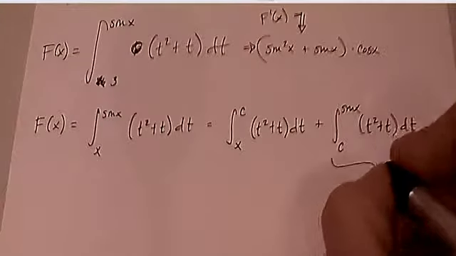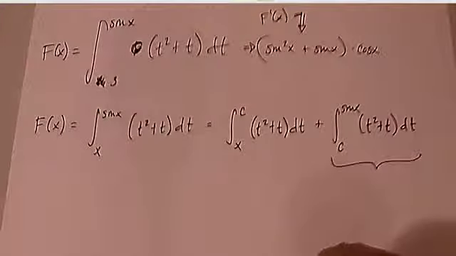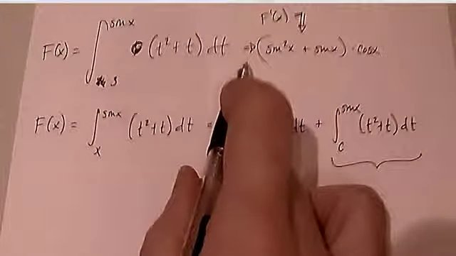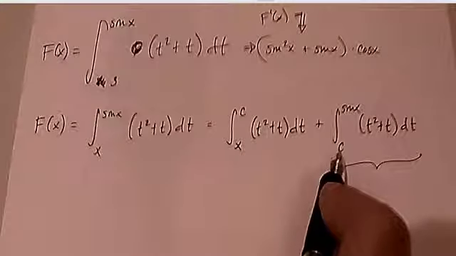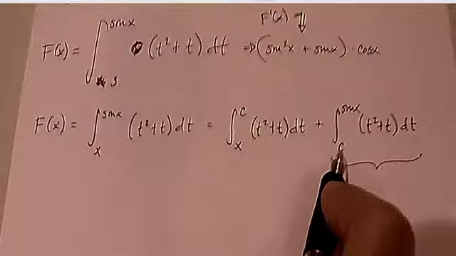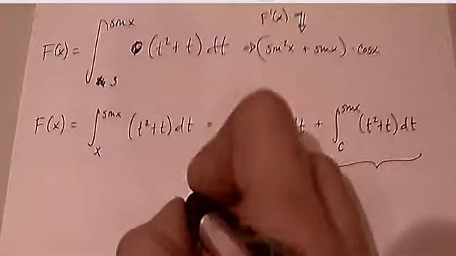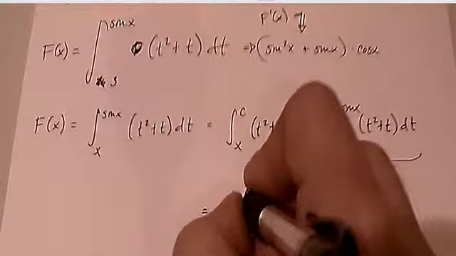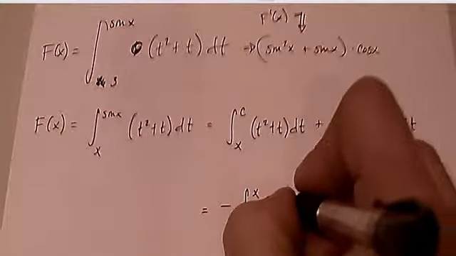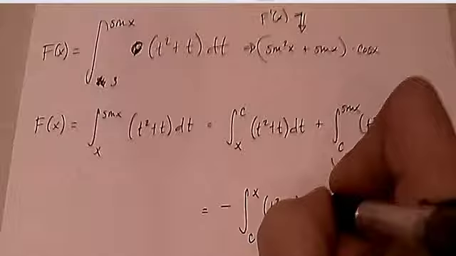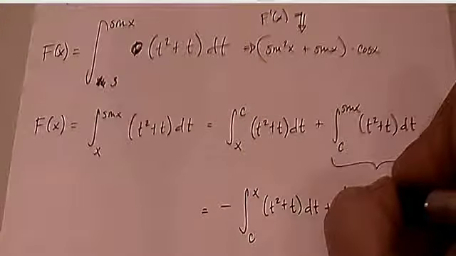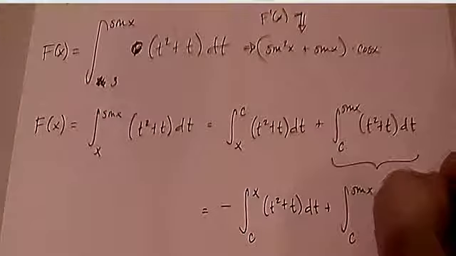Well, this right here winds up being differentiated exactly the way that this one is. Instead of 3, you have c. Well, it doesn't really matter. It's a constant, so when you differentiate it, it goes away. This one, however, needs to be flipped around so that it's the integral from c to x of t squared plus t dt, plus the integral from c to sine x of t squared plus t dt.